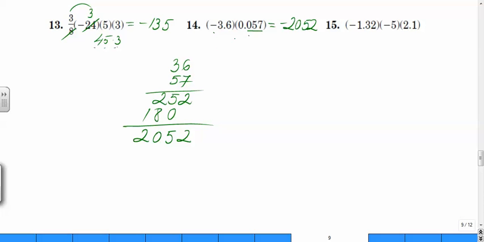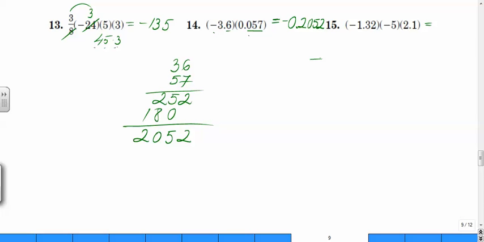But because I have 3 digits and plus 1, I need to have 4 digits over the decimal point. And that's why your answer here is going to be, let's write it, better will be negative 0.2052. Okay.